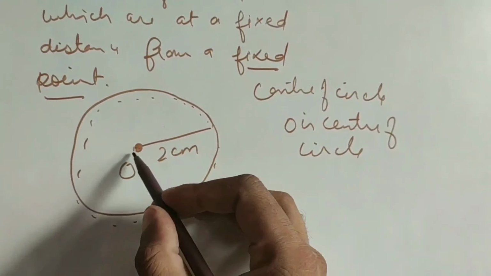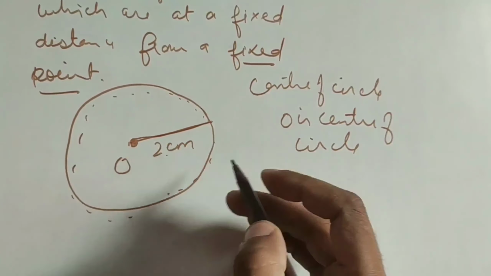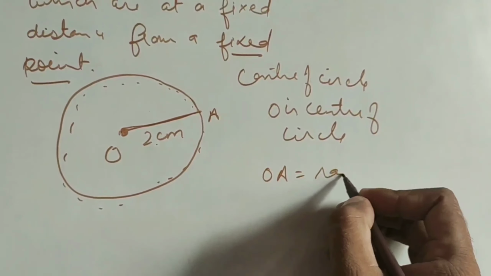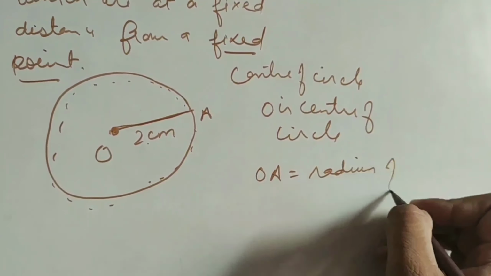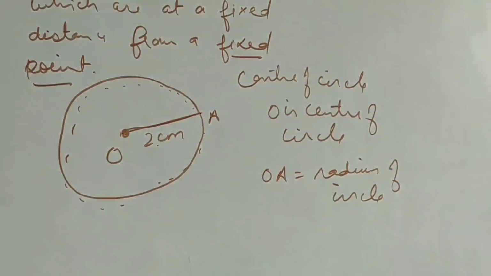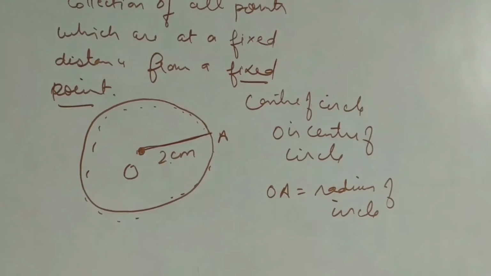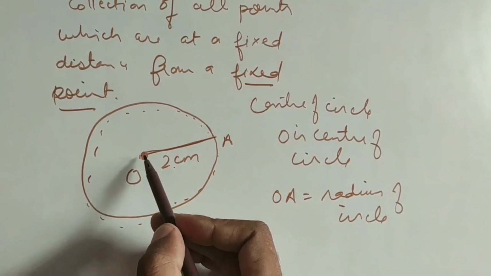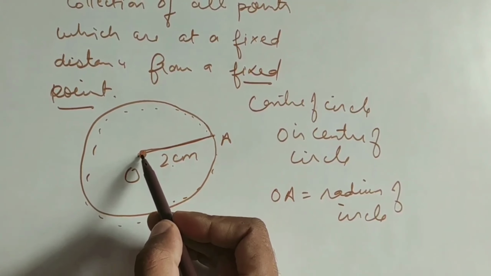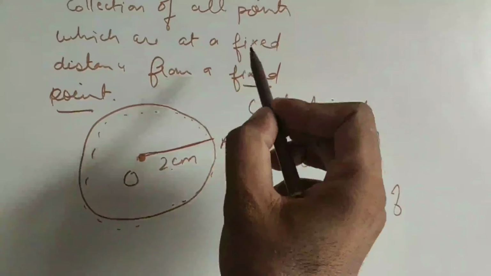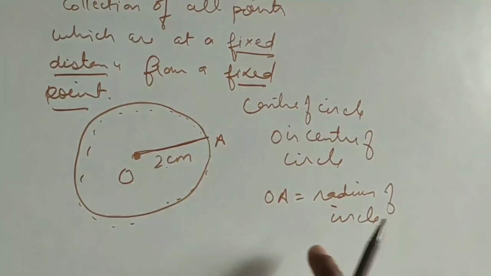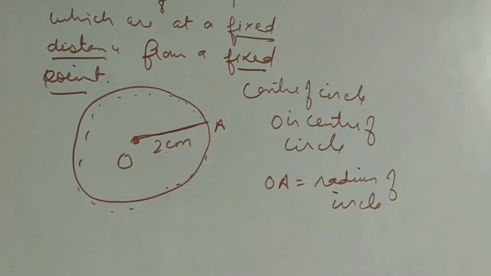Similarly, this is the fixed distance. How much distance was there? 2 centimeters. Suppose this is point A. So OA will be the radius of the circle. This is the fixed point from which we are collecting the points, so this fixed distance is OA in this case, which is the radius of the circle.